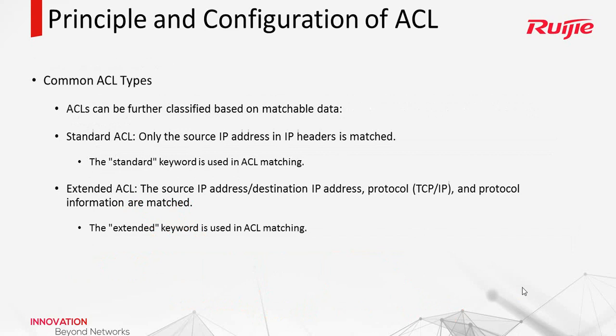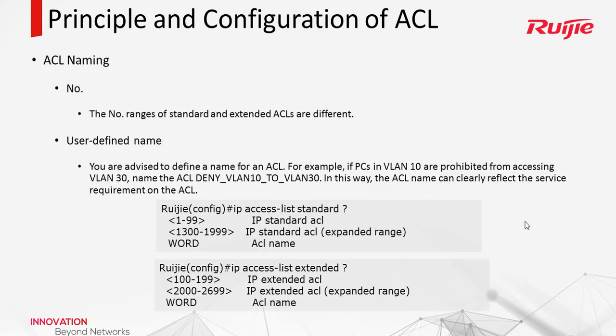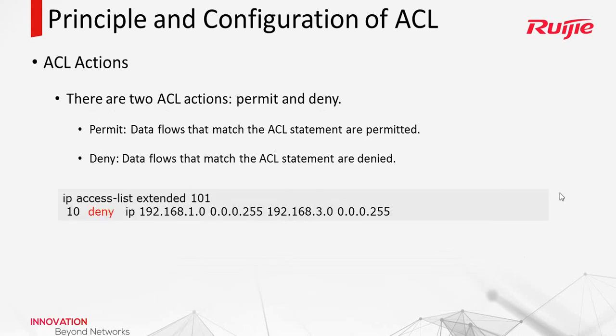We know ACL has two types, standard and extended. They have different sequence numbers. But just remember, the standard ACL can only check the source IP address, but the extended ACL can check source and destination. Then we can also give the ACL a name. It can help you to remember the function of this ACL. For example, we can give it a name, deny VLAN 10 to VLAN 30, so next time you will understand it easier. The action, we have permit and deny, two kinds.